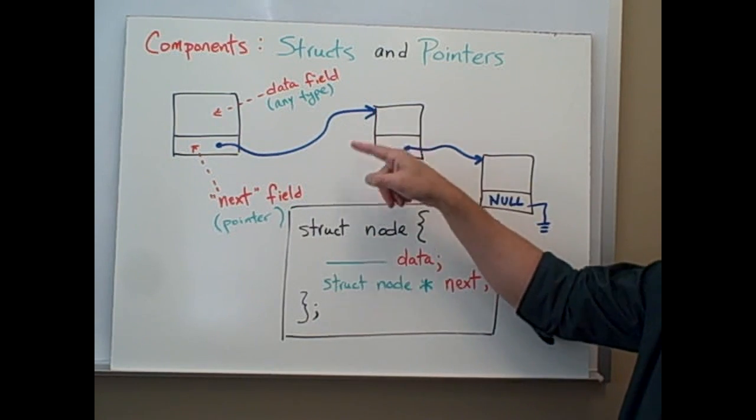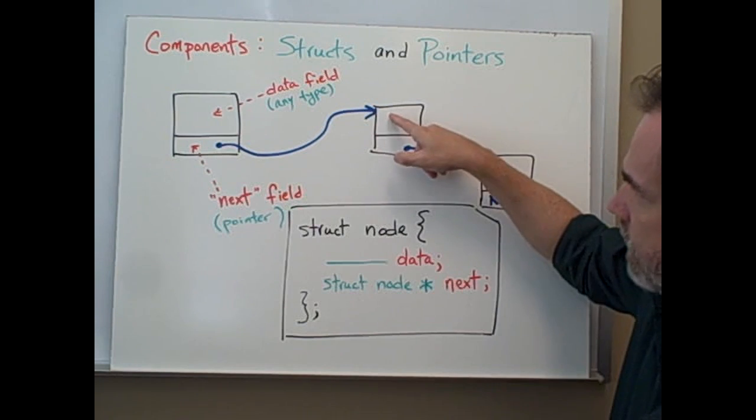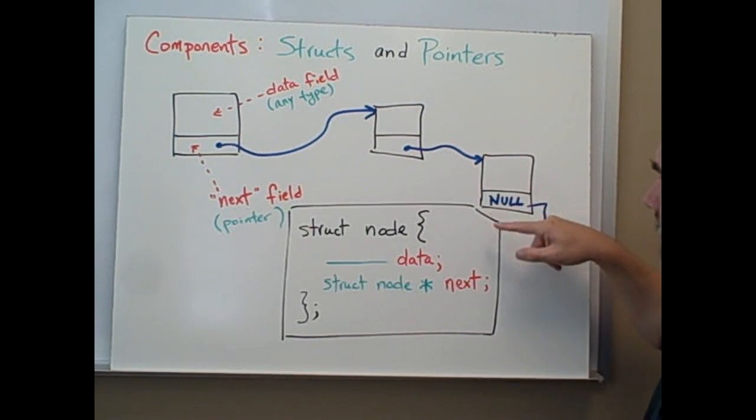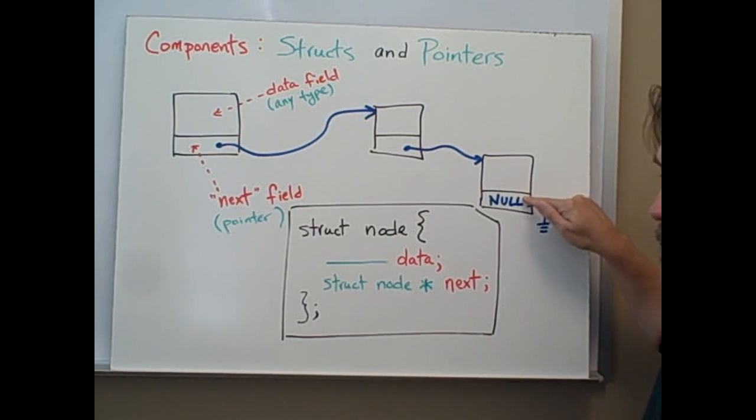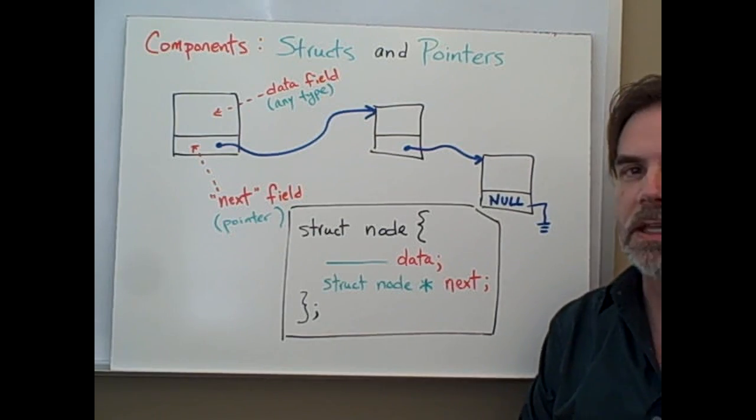So this is what our list is going to look like as we create it. Each element will point to the next element, right? And then the last element won't have anything to point to, so we need a special value, null, which is 0, a pointer value of 0, to indicate that we have reached the end of the list.